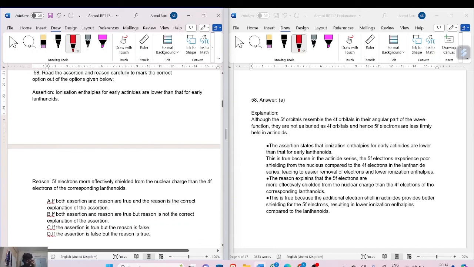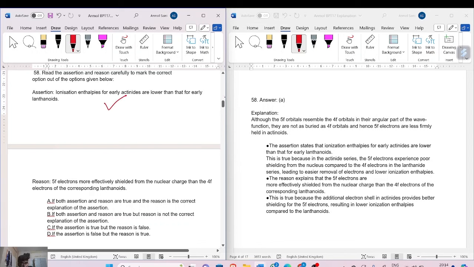Early actinoids are lower. This is due to the very small energy difference between the electronic configurations of actinoids. Lanthanoids also have a very small energy difference between their electronic configurations, but actinoids have an even smaller difference. So the ionization enthalpy for early actinoids is lower than that of lanthanoids. This is definitely the correct assertion.